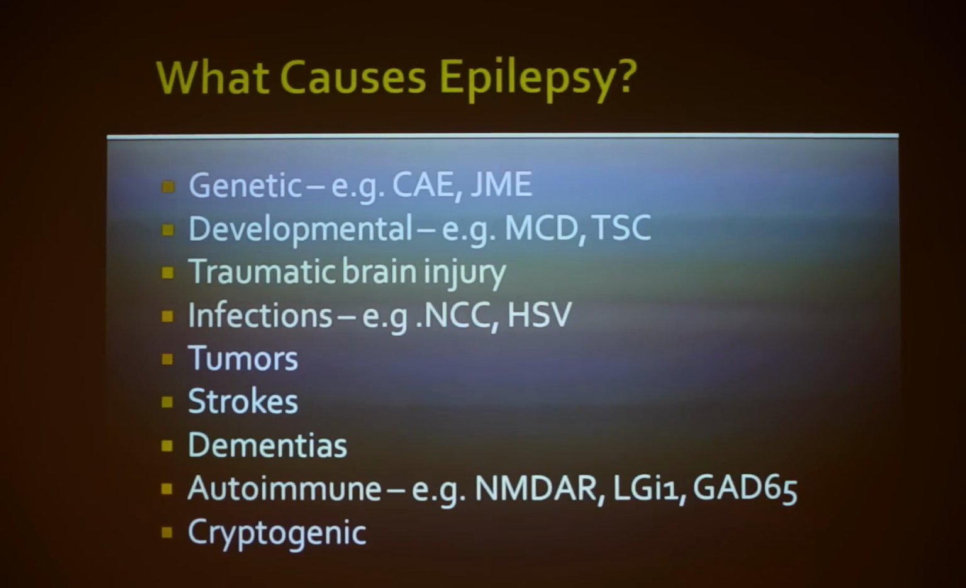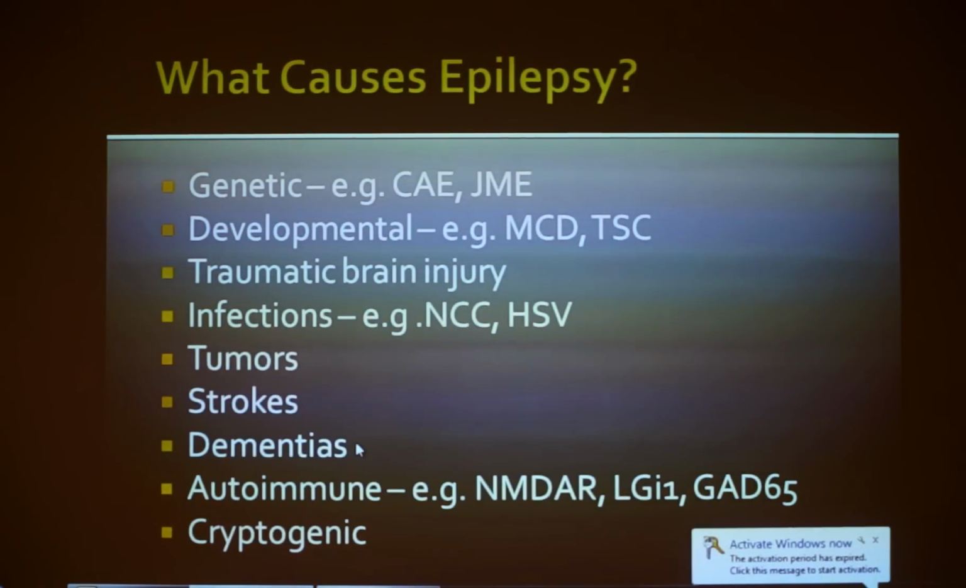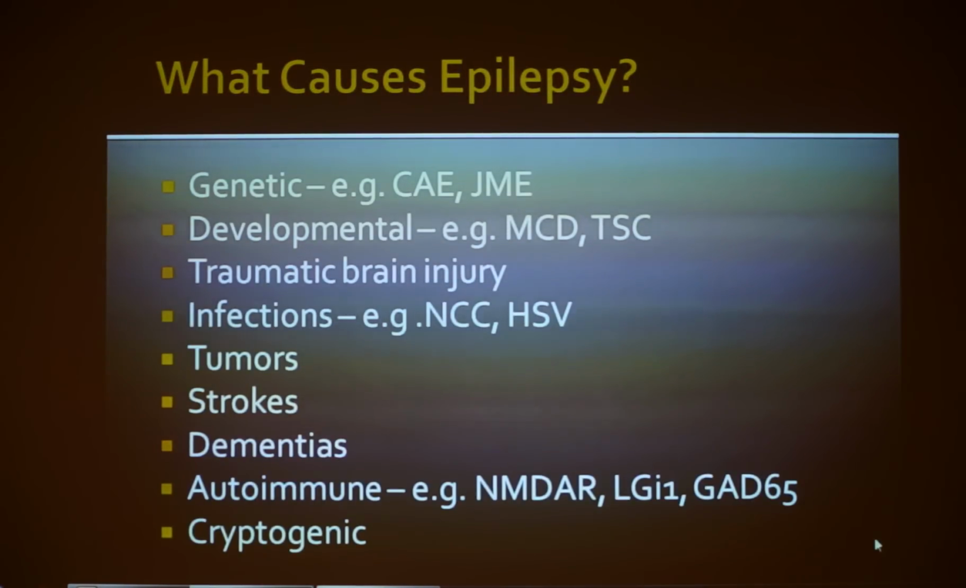Traumatic brain injury, infections, worldwide neurocysticercosis is still a leading cause of epilepsy, HSV. In addition to tumors, strokes, dementias, a growing number of autoimmune conditions, including antibodies targeting the NMDA receptor, which is one of the glutaminergic receptors in the brain, excitatory receptors, LGI1, and GAD65. So these are neuronal-based, either membrane-bound or cytosolic enzymes that can have antibodies mounted against them and generate seizures.